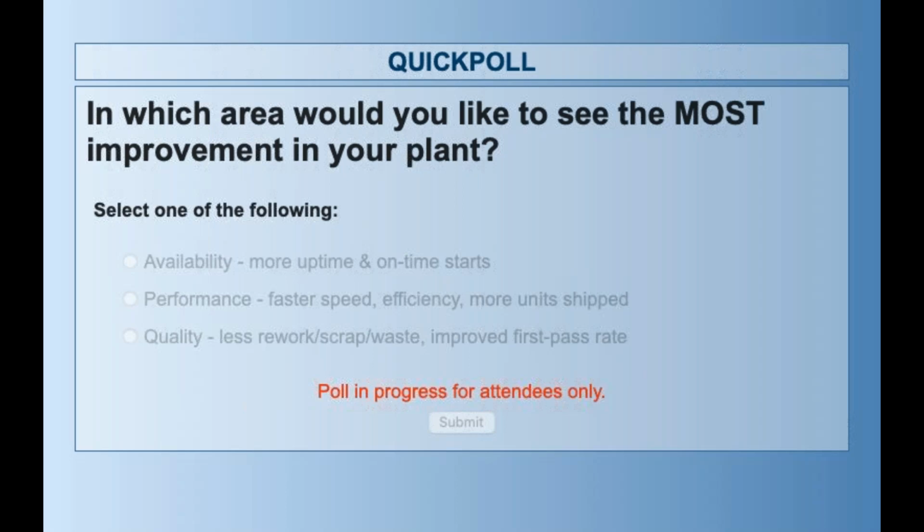Availability, which is more uptime, on-time starts. Performance, we're talking speed, efficiency. Let's get more units. Or quality. Are some of us seeing some quality problems? We're seeing that rework, scrap, that waste. We hear some horror stories sometimes, and I'm sure you do as well, Robert, where we go through a whole day of a run, and then we go chip it to the dump. So what's the biggest thing that you want? I'm going to give people about 10 more seconds.